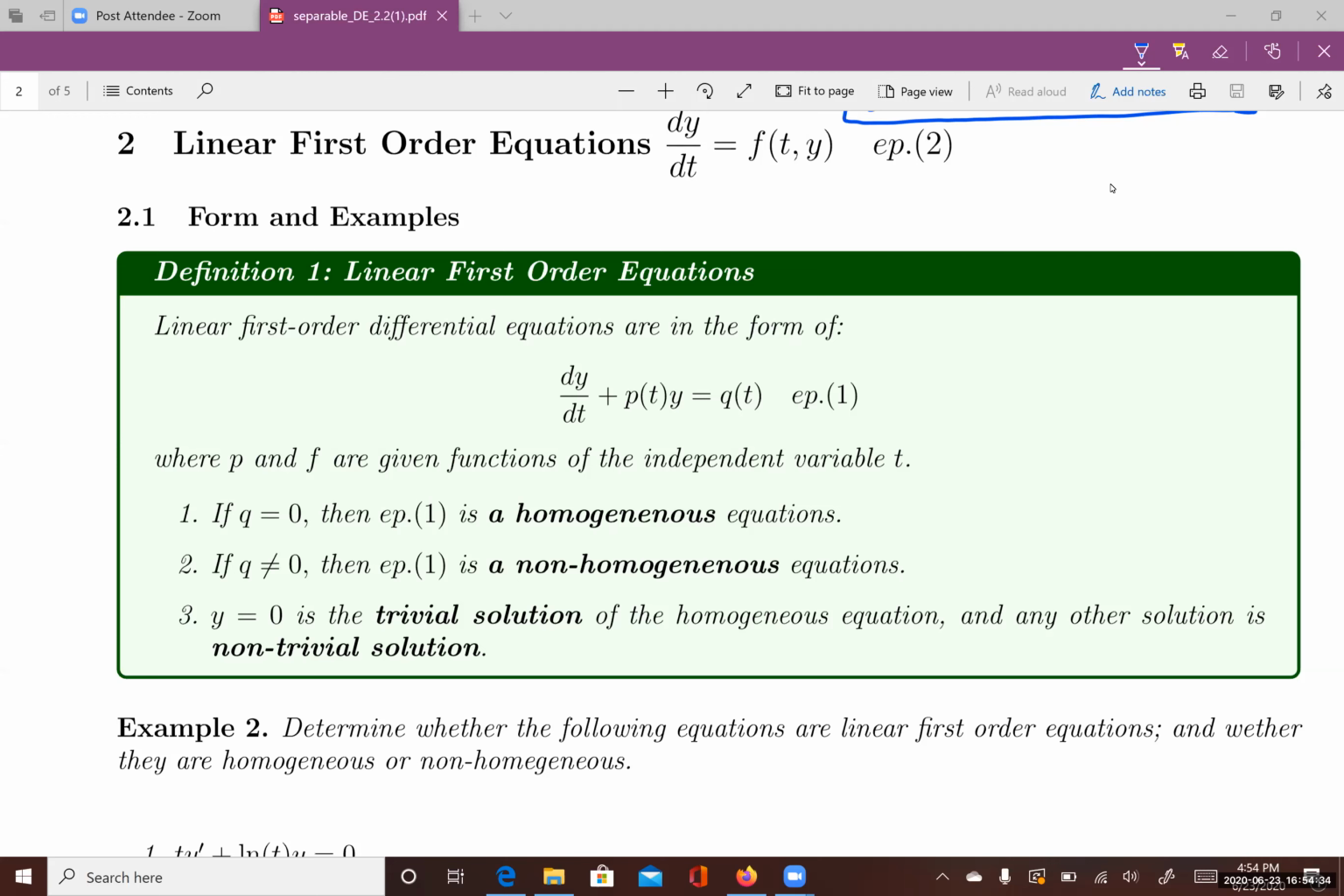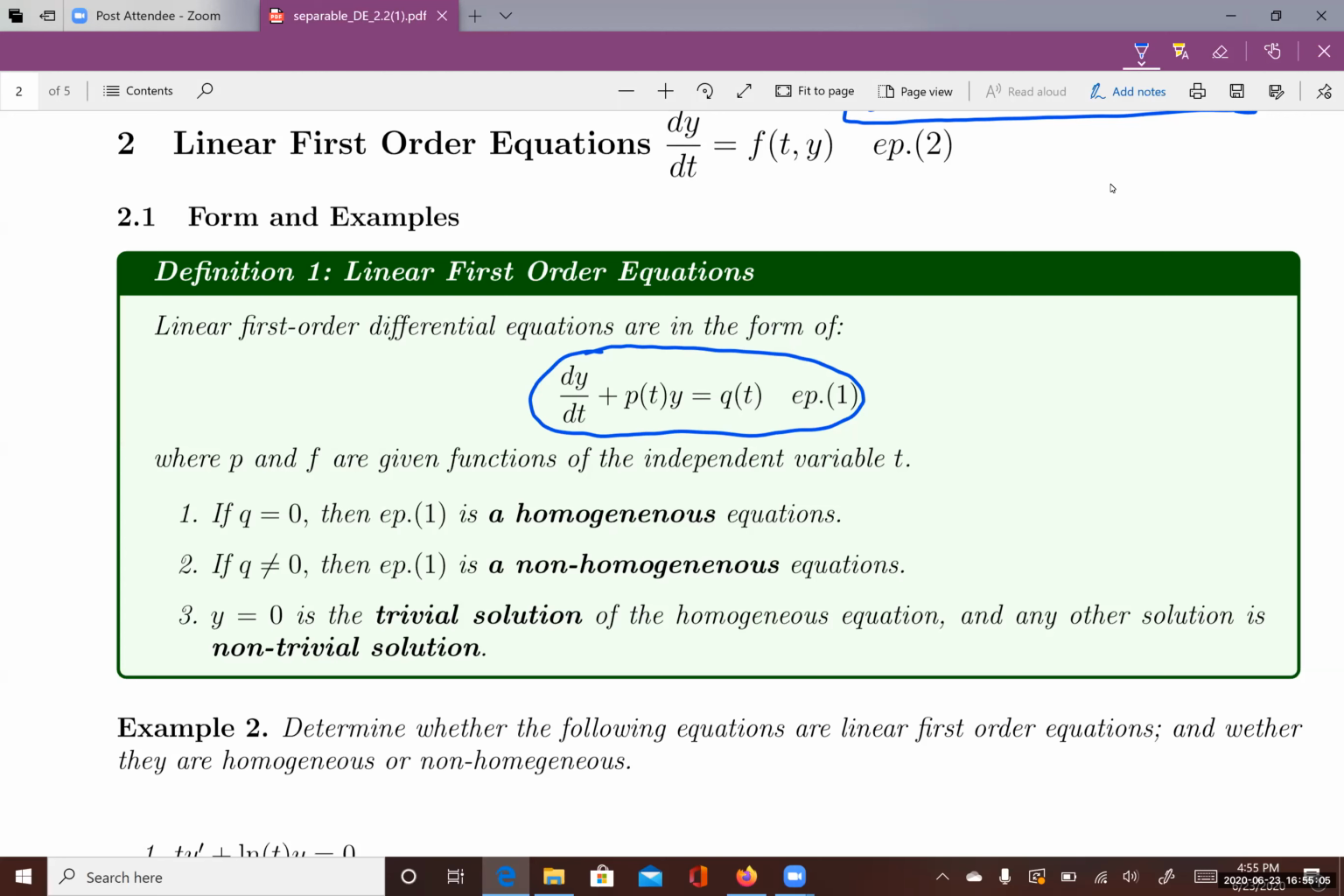All right, let's talk about what a linear first-order differential equation is. Linear first-order differential equations are equations in this form. If y is a dependent variable and t is an independent variable, then this equation here is the form of a linear first-order differential equation. You can see this is y prime and this is y. P of t is a function of t, and q of t is another function of t.